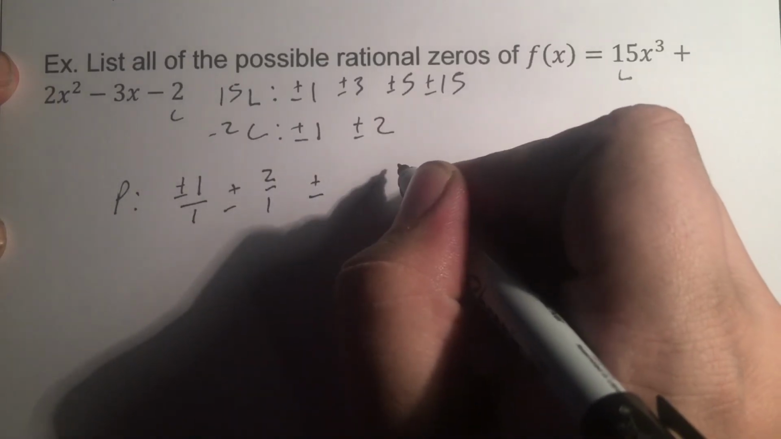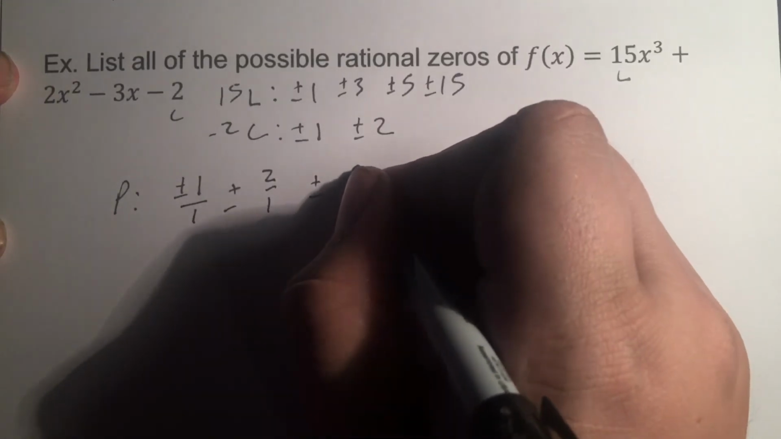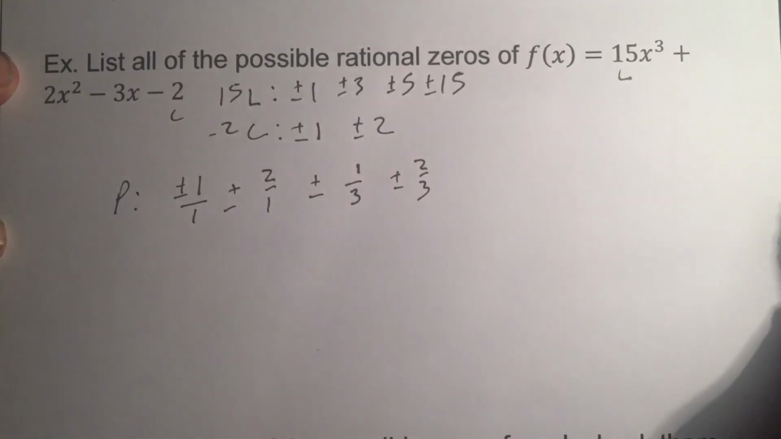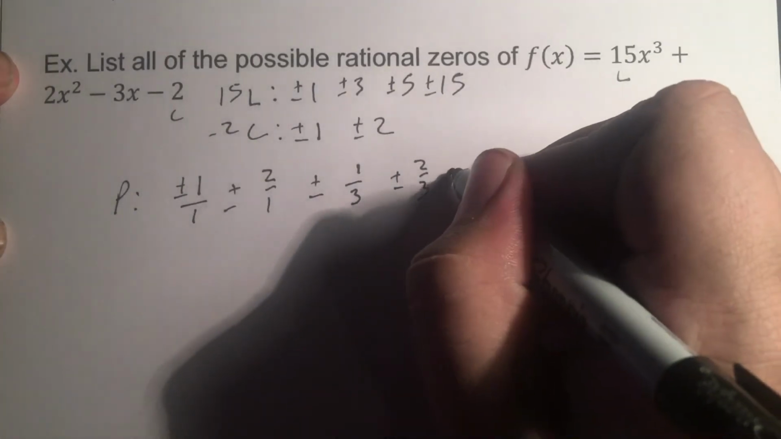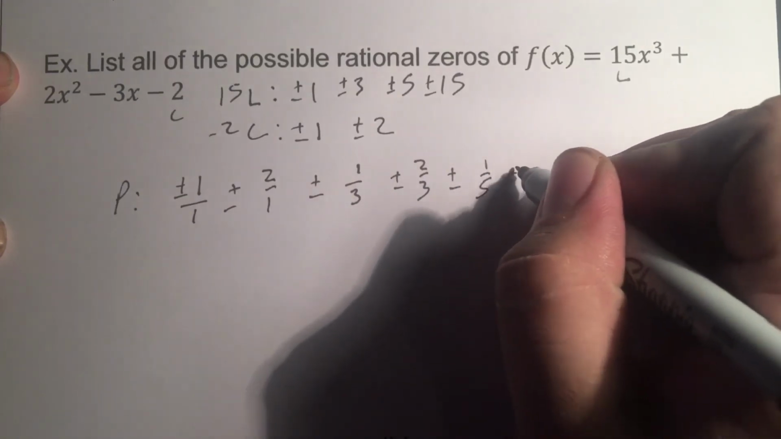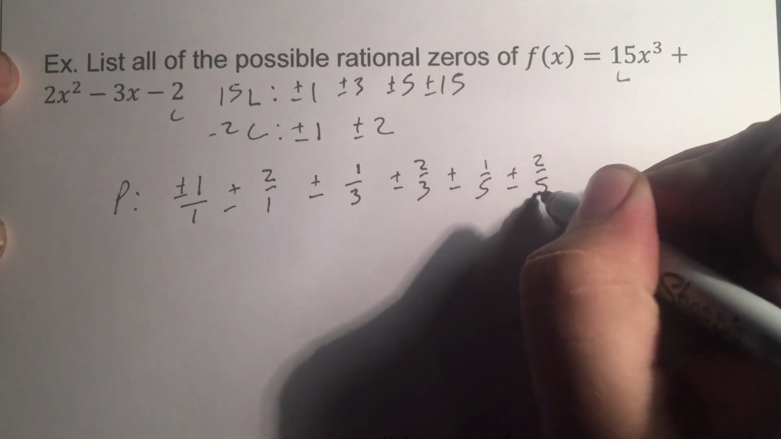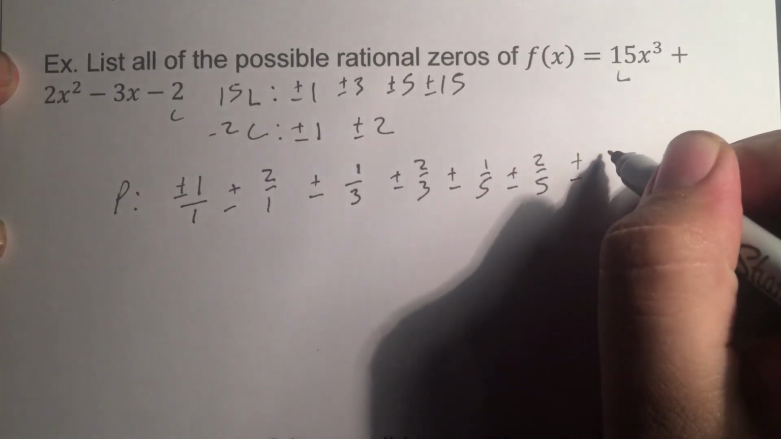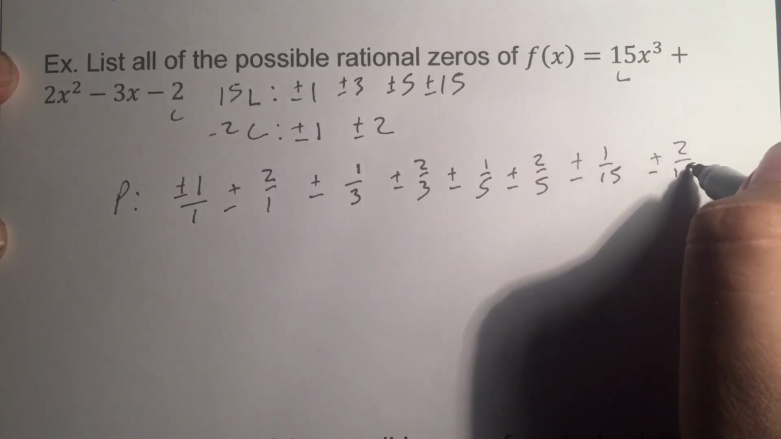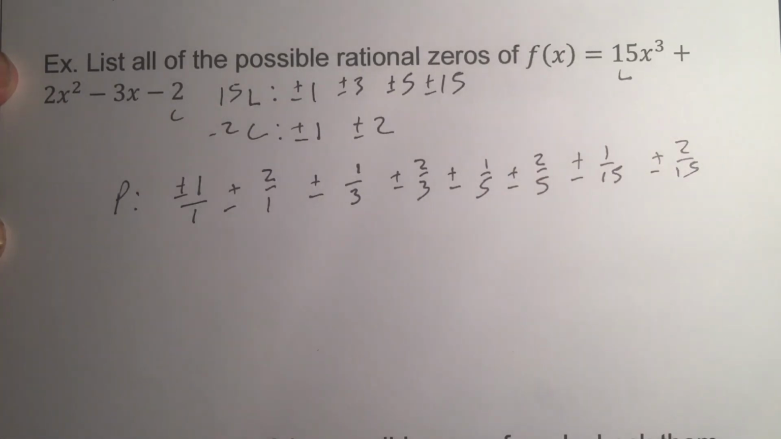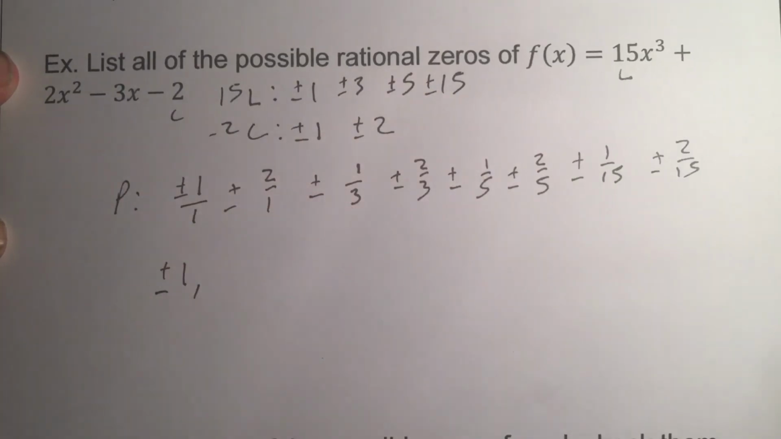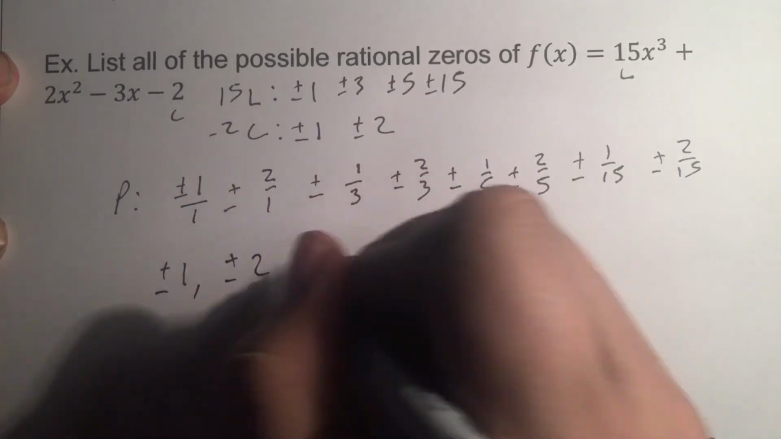And we go to the next one. So plus or minus 1 over 3, plus or minus 2 over 3. Go to the next one. Plus or minus 1 over 5, plus or minus 2 over 5. Plus or minus 1 over 15, plus or minus 2 over 15. So 1 over 1, well, we can simplify that to 1. 2 over 1, 2.